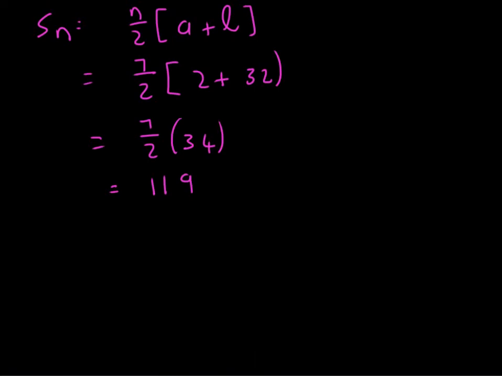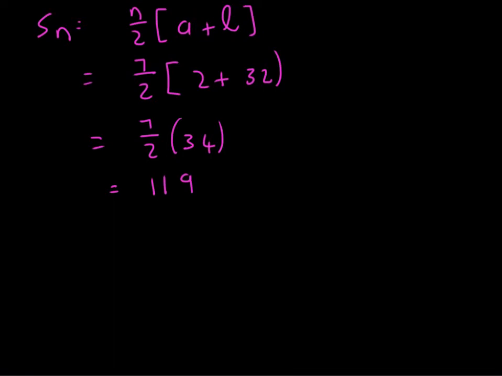Because they asked us to evaluate the sequence, it means that we need to add everything together. And so our formula that we're going to use, because we have the first and the last term, is n over 2 times (a plus l). We're going to substitute 7 divided by 2 times (2 plus 32). And that gives us an answer of 119.